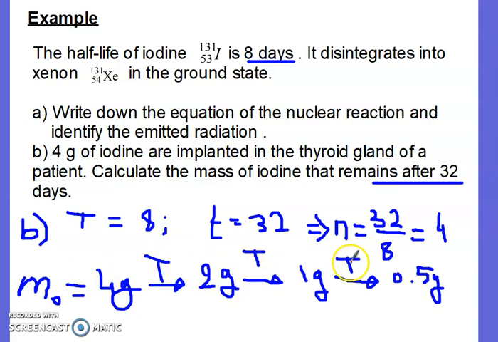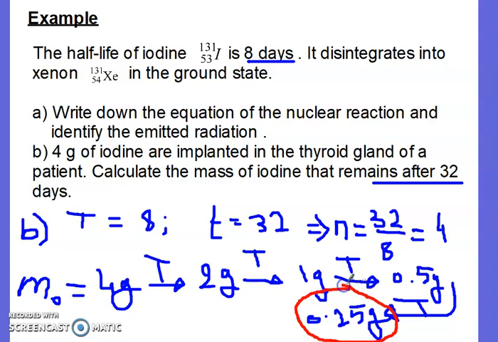Now how many half-lives do we have so far? 1, 2, 3. And after another half-life we get 4 half-lives, because how many half-lives do I need? 4. So 1, 2, 3, 4. I have here 0.5. Half of 0.5 is 0.25 gram. So the mass that remains after 32 days is 0.25 gram.